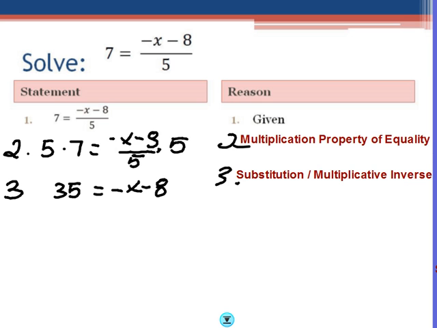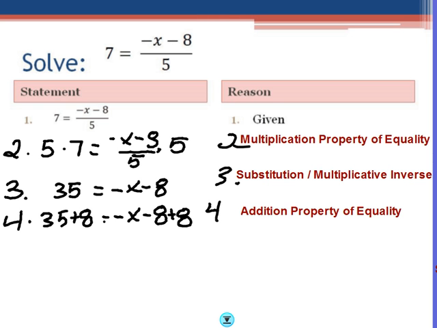Next, to get from step 3 to step 4, what we need to do is I'm going to add 8 to both sides. So I'm going to take 35 plus 8 equals to -x minus 8 plus 8. I'm adding 8 on both sides, so we know because of that it's going to be our addition property of equality.